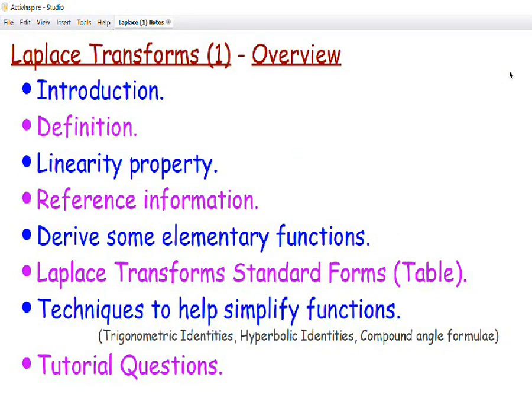This presentation outlines the following. An introduction to Laplace transforms. We're going to look at the definition of a Laplace transform, highlight its linearity property, state some reference information we need to be aware of, derive some elementary Laplace functions, and look at the Laplace transforms standard table that we must get familiar with using. Then we'll cover techniques required to simplify functions. This involves trig identities, hyperbolic identities and compound angle formula, and I'll leave you with some tutorial questions at the end of the presentation.